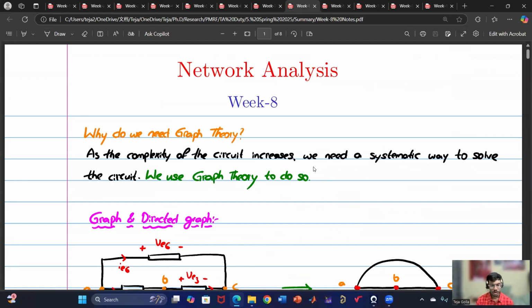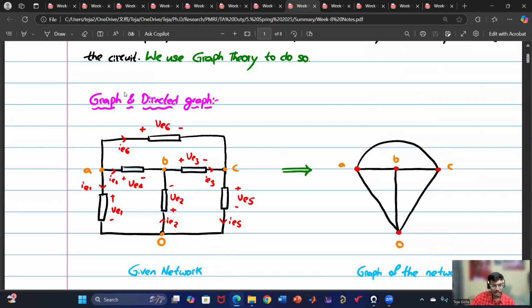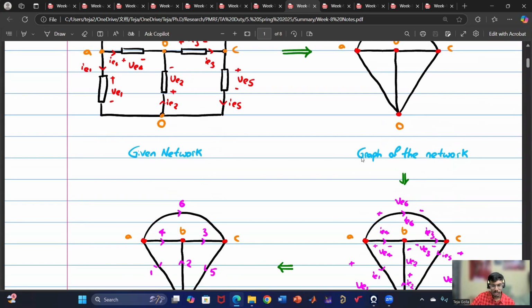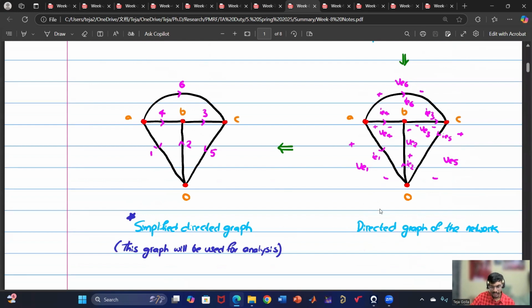Because when the circuit complexity increases, the number of equations increases, and you cannot solve by yourself. You need a computer to do it. But for a computer to do it, it has to be in a matrix equation like Ax equal to b or Ax equal to 0. So you have to have a systematic way to write the equations. For that, we have learned about graph. Any circuit can be converted into a graph. First we have seen graph of the network, then directed graph of the network, then simplified directed graph. Here we write the direction of the current as well as the nodes from which we can get the element voltage as well as the element current information.